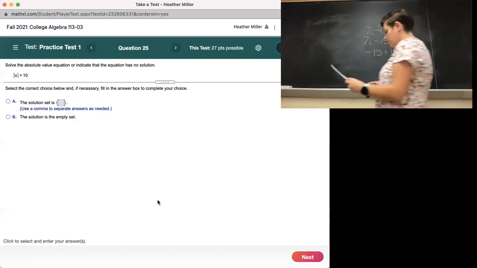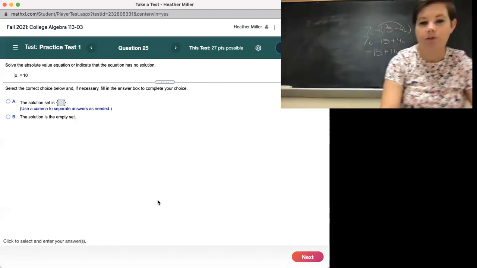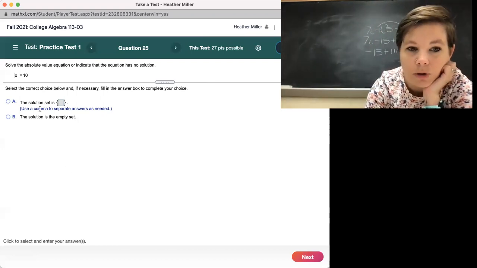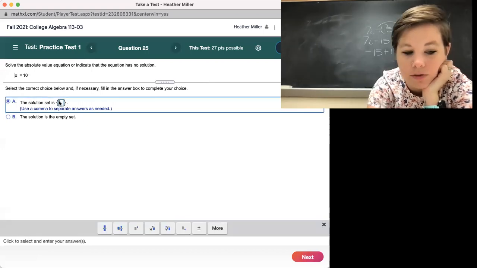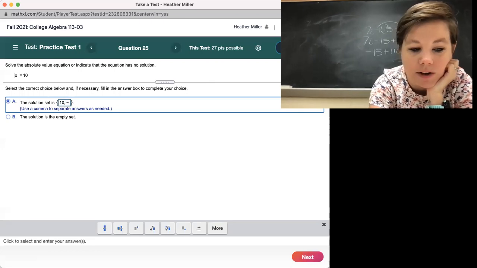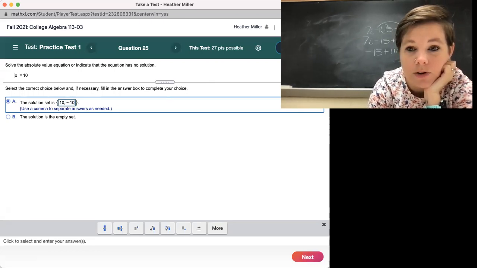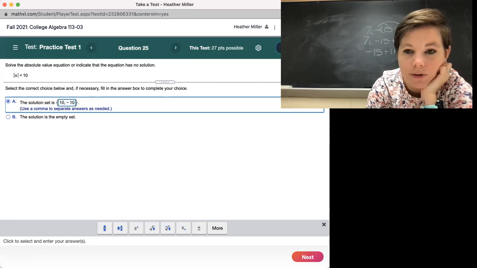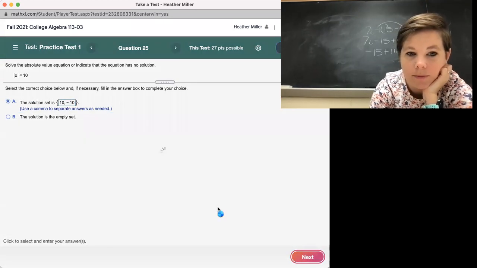Write the absolute value of x equals 10. Hopefully I don't need to go to the board for this. Well, what values of x can give you the absolute value of 10? Well, you can have 10. You can also have negative 10, because both of those are 10 units away from 0, and that's what the absolute value is.